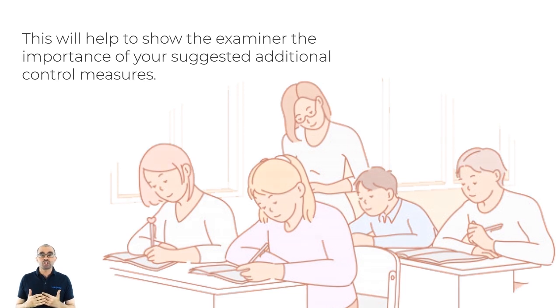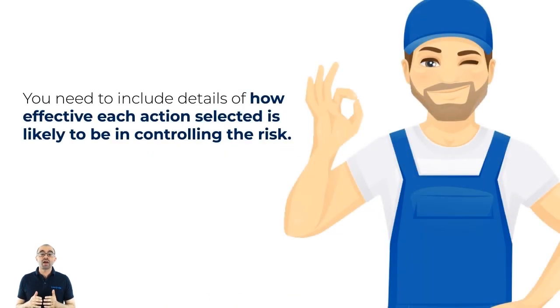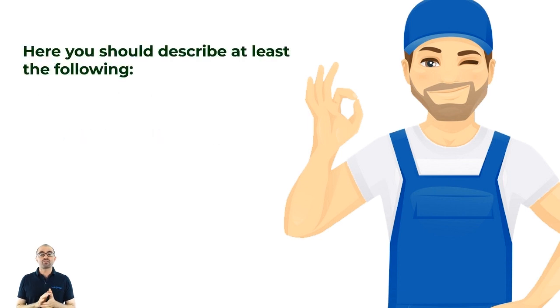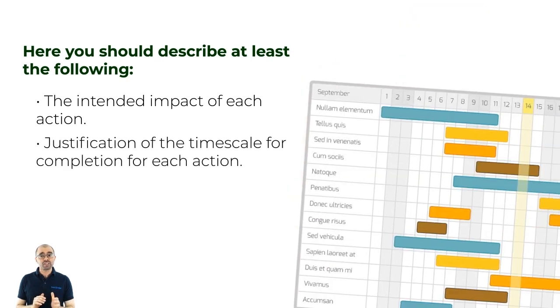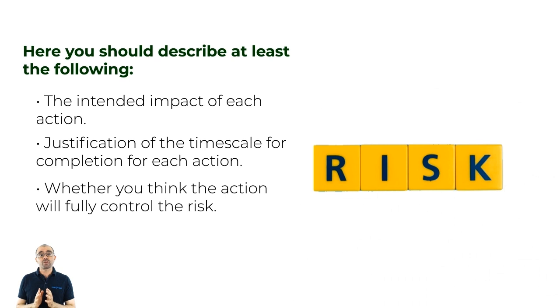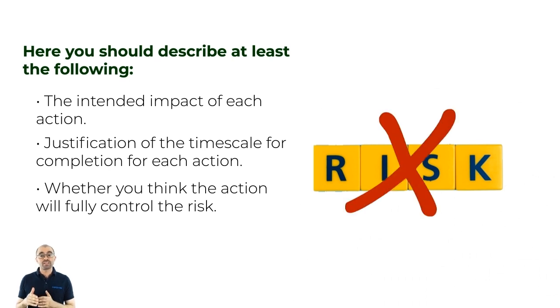Lastly, in your justification, you need to include details of how effective each action selected is likely to be in controlling the risk. Here, you should describe at least the following: the intended impact of each action, justification of the time scale for completion for each action, and whether you think the action will fully control the risk. Let's look at each of these.